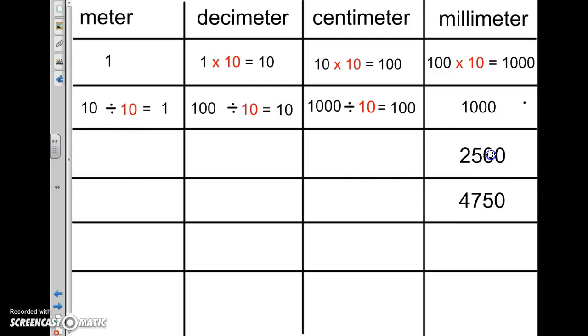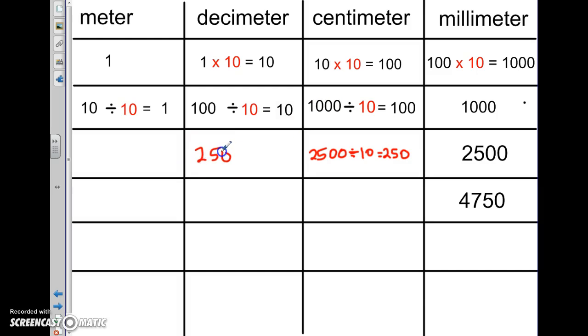So to move from this section here, millimeters, to centimeters, we're going to divide by 10, right? So if we divide 2,500 by 10, what will we get? We would get 250, right? And we can check our thinking here by saying, well, if 2,500 divided by 10 equals 250, 250 times 10, yep, 2,500.